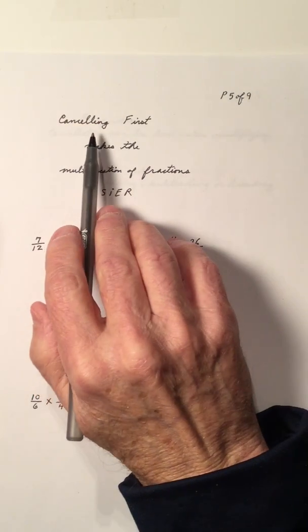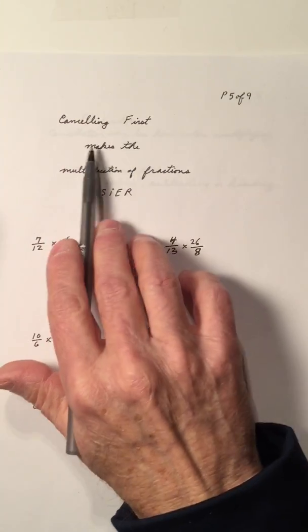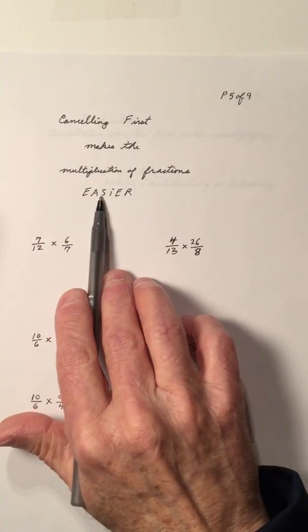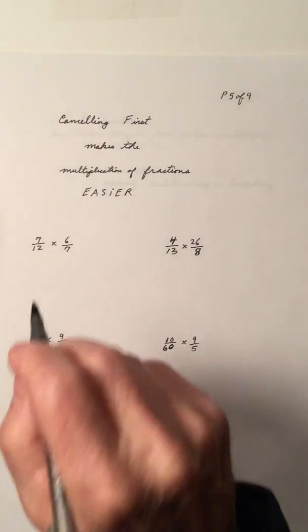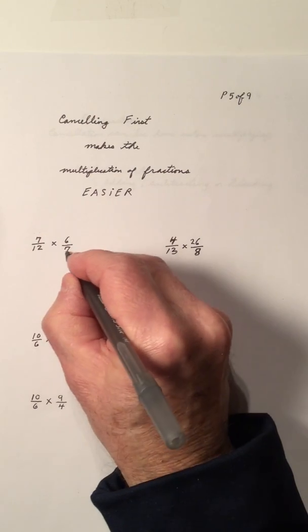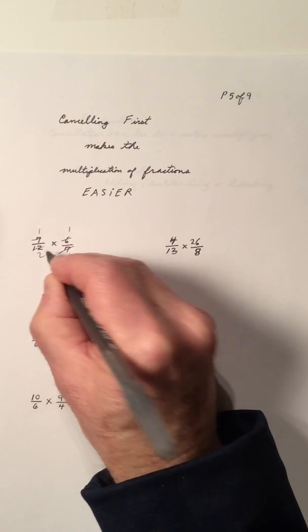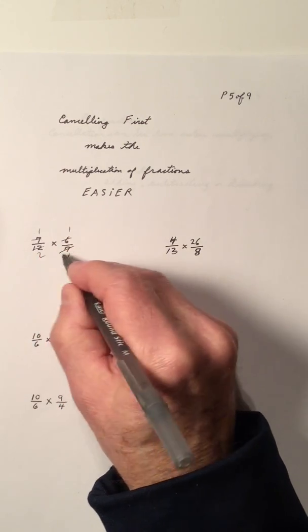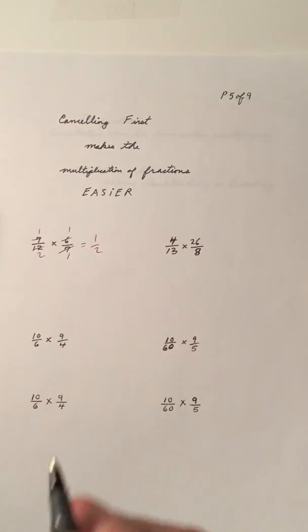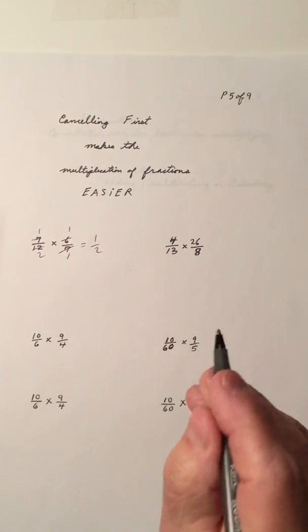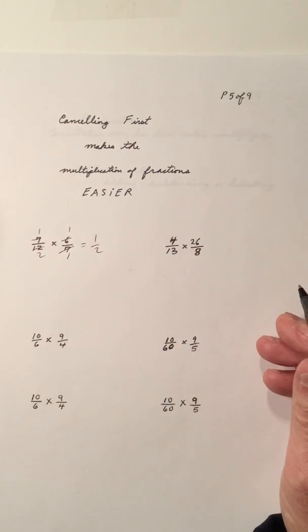In grade 10 or 11. Canceling first makes the multiplication of fractions easier. Canceling first makes it easier. So canceling first. So if I cancel the 7s, cancel the 6. The 7s cancel, 6 cancels, and I get 1 over 2. Canceling first makes it much, much easier. Imagine multiplying these numbers out and then trying to reduce. Cancel, break it down.